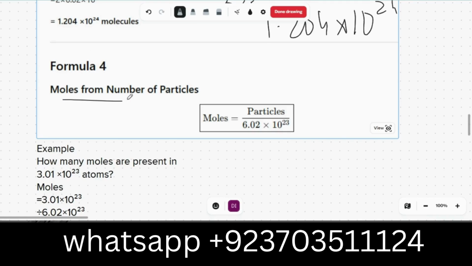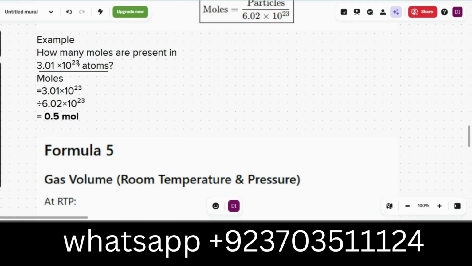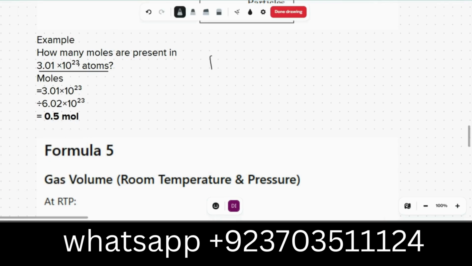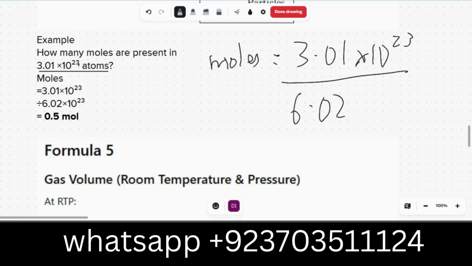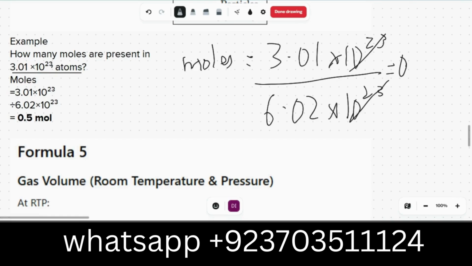Now number of moles from the number of particles. Moles is equal to particles over the Avogadro constant. The first question is, how many moles are present in 3.01 × 10^23 particles? Moles is equal to the number of particles, 3.01 × 10^23, divided by the Avogadro constant, 6.02 × 10^23. They divide, so that is 0.5 moles.